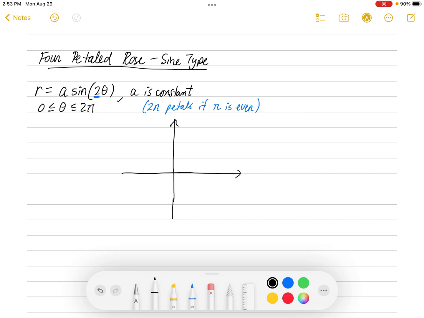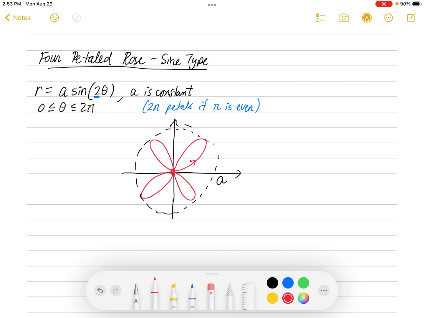And the way this one graphs, well, first, just imagine you have a circle of radius a. This is not actually part of the graph of this one. So imagine there's a circle of radius a out here. And the sine type, when you have a times the sine of 2 theta, you're going to have 4 petals. It's going to start here at the origin, and you're going to take one of your petals. It's going to come here, and then here, and then here, and then here, in that order.